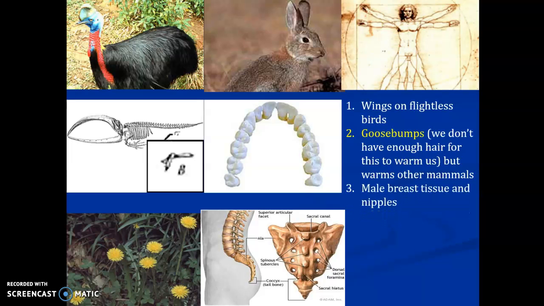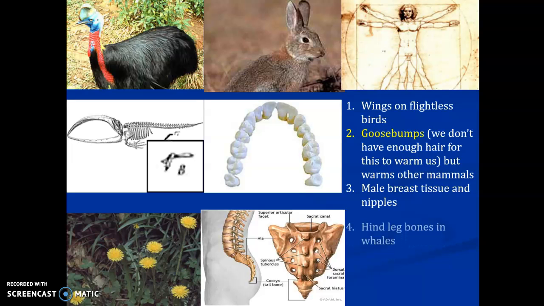Okay, this one's also interesting. Male breast tissue and nipples. In females, it is used for breastfeeding and providing nourishment to their young, but males don't really need that structure. It's useless for them. So that's another vestigial organ.